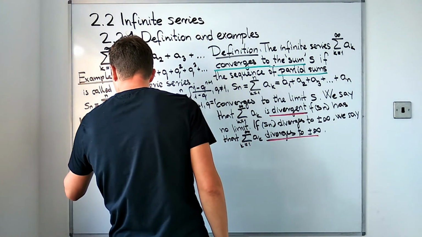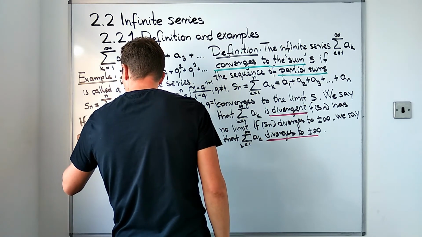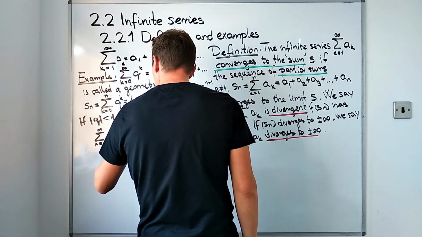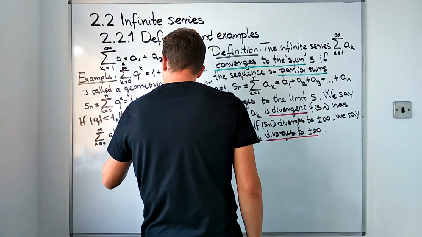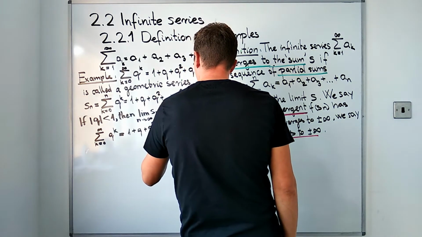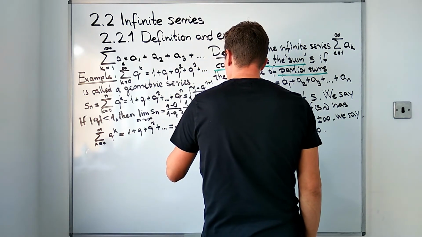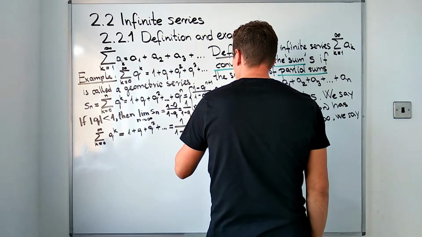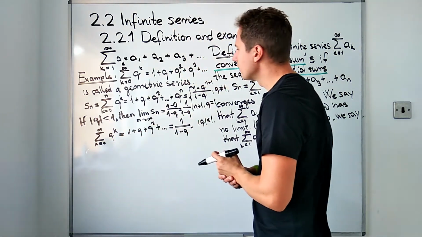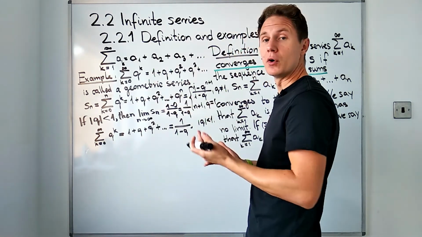So let me write it in this nice way. The sum of the powers of q from 0th to infinity is equal to 1 over 1 minus q, again, provided that q is between -1 and 1. If q is outside of this region, then this infinite series, that is the geometric series, will diverge.